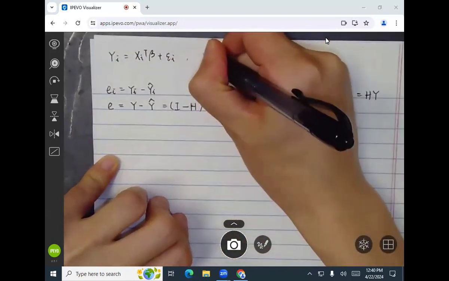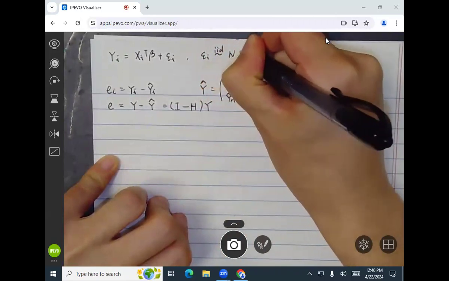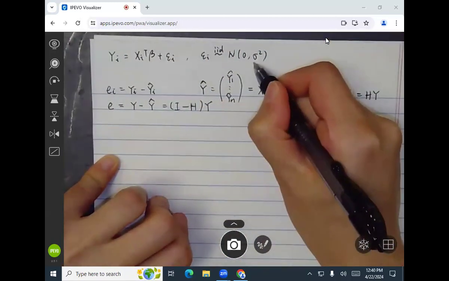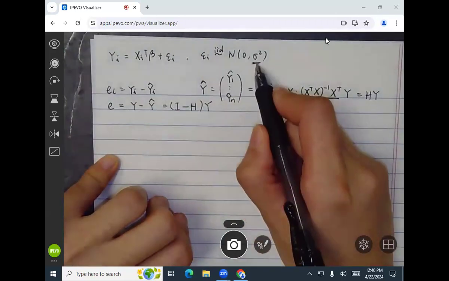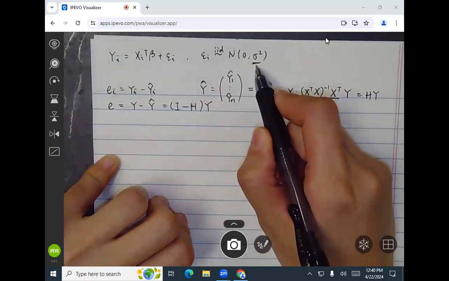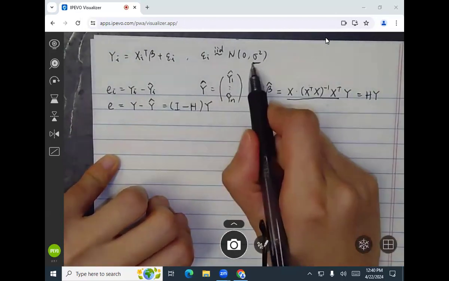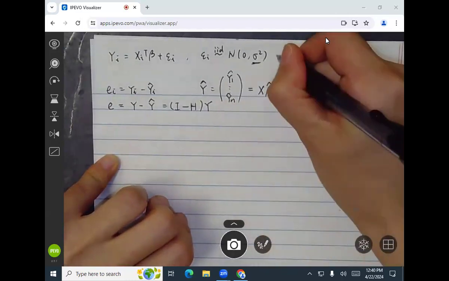Then the homoscedasticity assumption is that the epsilon i's are IID normal with mean 0 and common variance sigma squared. So the key here is that the sigma squared is not specific to i, it's common. Otherwise, if it becomes sigma i squared, we call this heteroscedastic because it's specific to observation i.